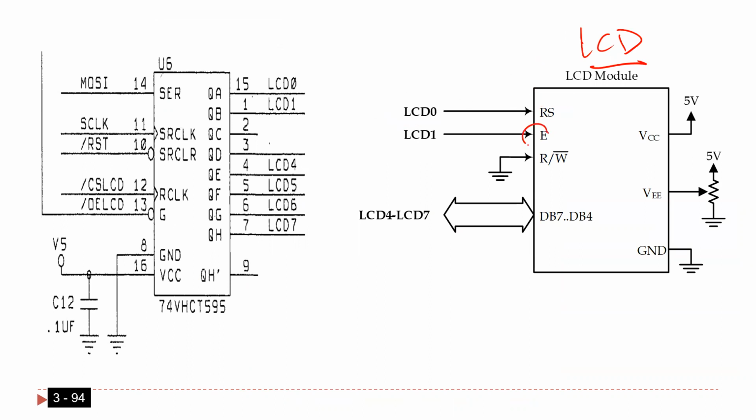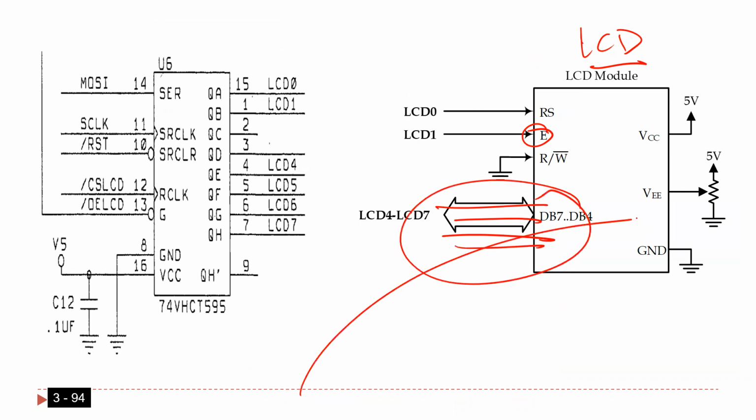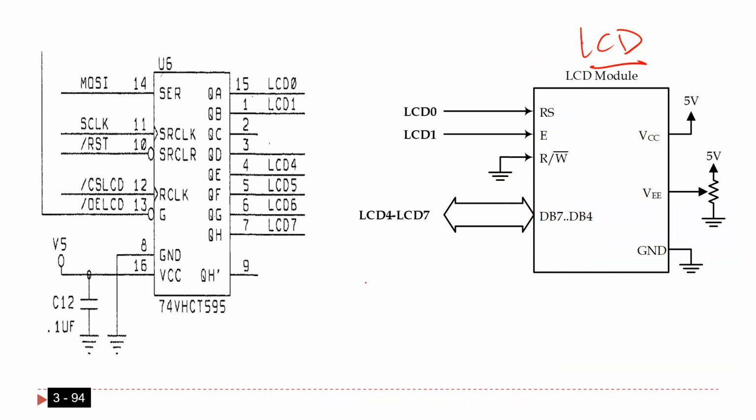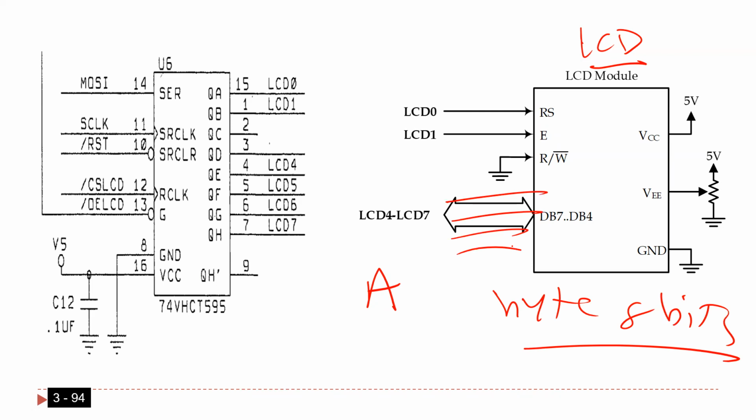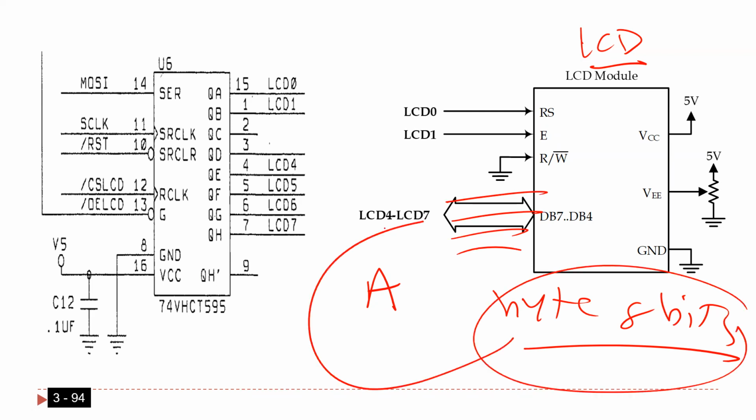This is enable, and we also need four pins. This is where you have to send the data. I told you before what you are going to send to the LCD: data. What do I mean by data? If I want to display the letter A, I have to send the ASCII of the letter A, which is a byte, 8 bits. Here we have 4 bits. That's why the 8 bits I have to send as 4 and then 4, twice.